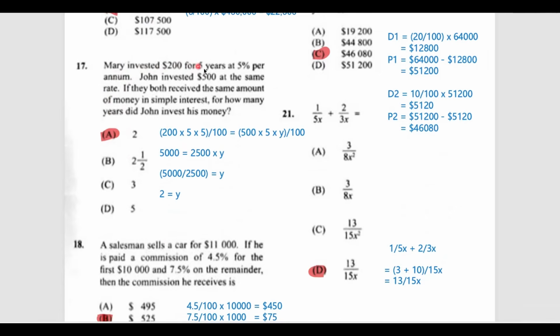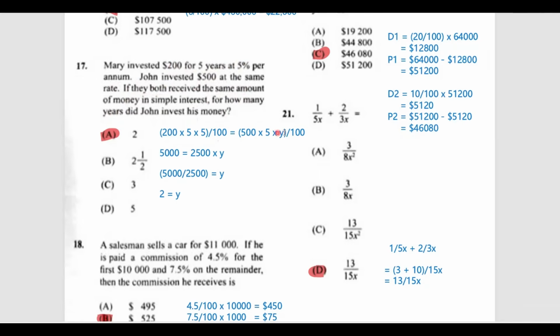Number 17. Mary invested $200 for 5 years at 5% per annum. John invested $500 at the same rate. If they both received the same amount of money in simple interest, for how many years did John invest his money? We know the formula for simple interest is principal by rate by time over 100. So Mary would be 200 by 5 by 5 over 100, and that's equal to the same simple interest gained by John. With John, it'll be 500 by 5, because it is the same rate, by the number of years, y, which we do not know, over 100.